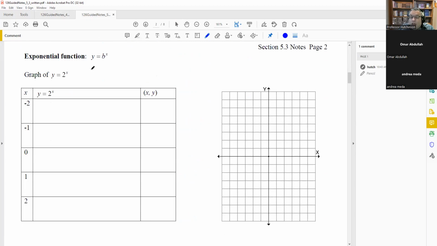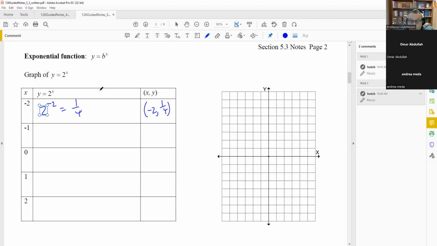Okay, so what we want to talk about next is this graph of 2 to the x. And it's a new graph we haven't seen yet. So whenever we have a new graph we haven't seen, we can always make a table and plot the values. Okay, so we've got 2 raised to -2, which is 1/4. So we have -2 and 1/4.